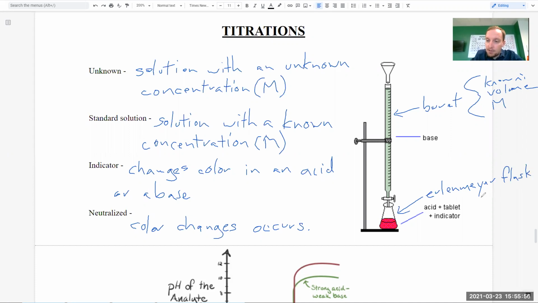And it's kind of triangular. And in the Erlenmeyer flask, well, like it says, we're going to have a solution and the indicator. Neither of these do we know the volume. Well, we do know the volumes, because we don't know the molarity. We don't know the molarity.